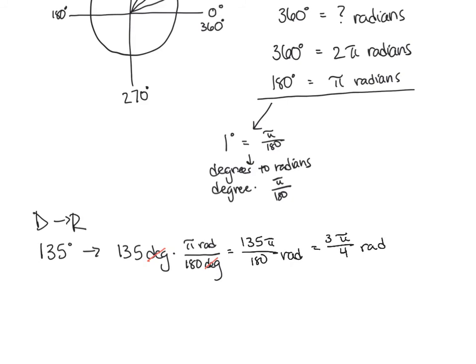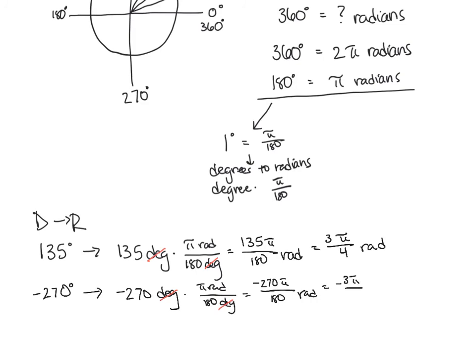But what if we did this with, like, I accidentally paused the recording, so hopefully nothing skipped out. But let's try this with negative angles. So if we do negative 270 degrees, well, we'll have negative 270 degrees times pi radians over 180 degrees. And again, multiplying by a degree and dividing by a degree, those are going to cancel out. And we're going to be left with negative 270 pi over 180 radian. And if we reduce the fraction of negative 270 pi over 180, that's going to be negative 3 pi over 2 radian, or rad.